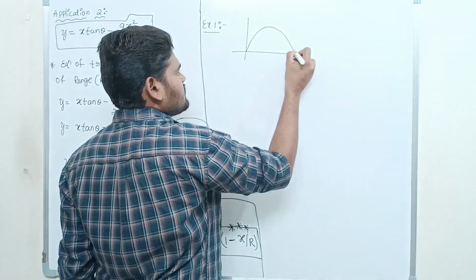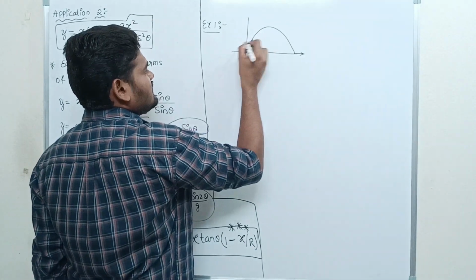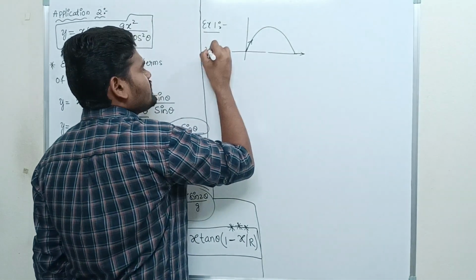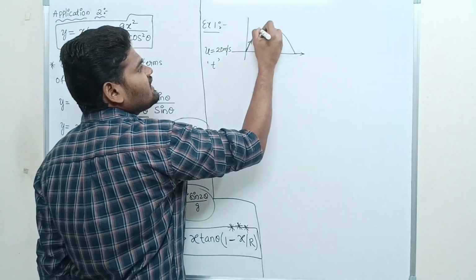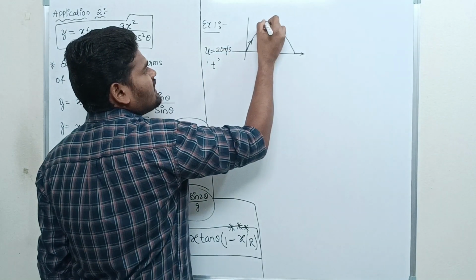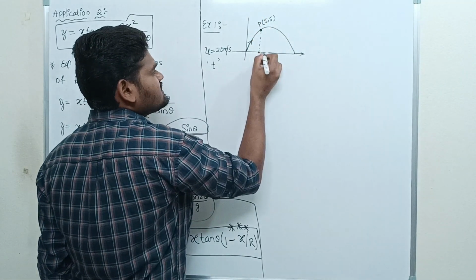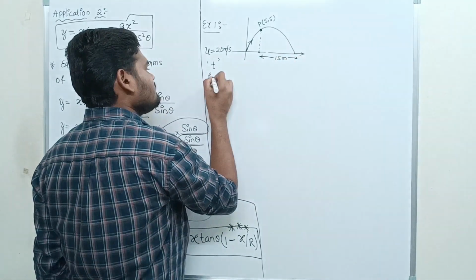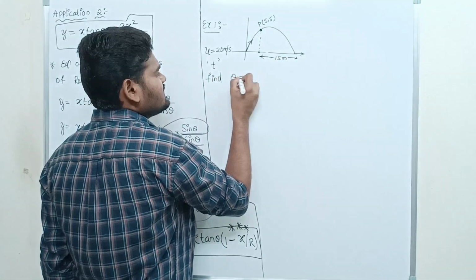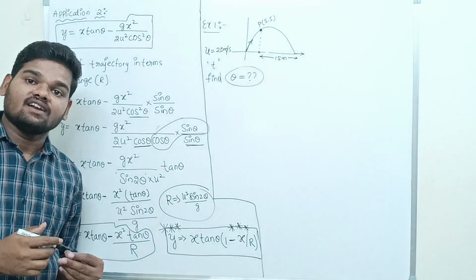A body is making a projectile motion. The initial velocity of the object, let us say u, is equal to 20 meters per second. At a particular instant of time t, the object is at a point P and its coordinates are 5, 5. The remaining distance from point P is 15 meters. Find theta is equal to how much? That is the given question.